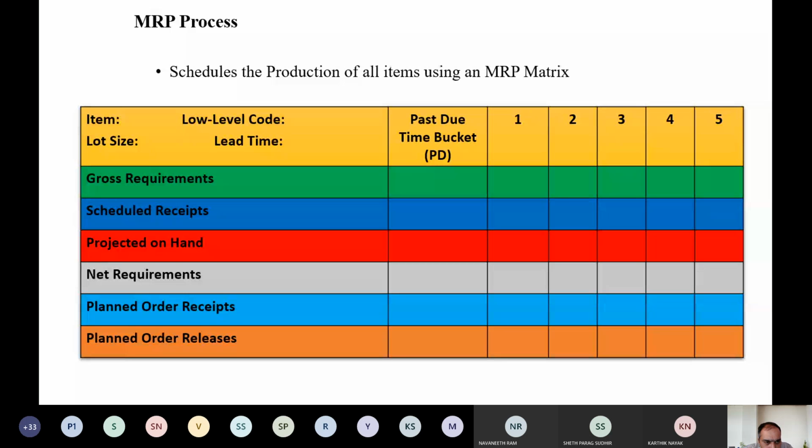Now a little bit of a twist in the question. The gross requirement is 5. The scheduled receipt is 1. The projected on-hand inventory is 3. What is your net requirement? Your gross requirement is 5, your scheduled receipt is 1, your projected on-hand inventory is 3. What is the net requirement?